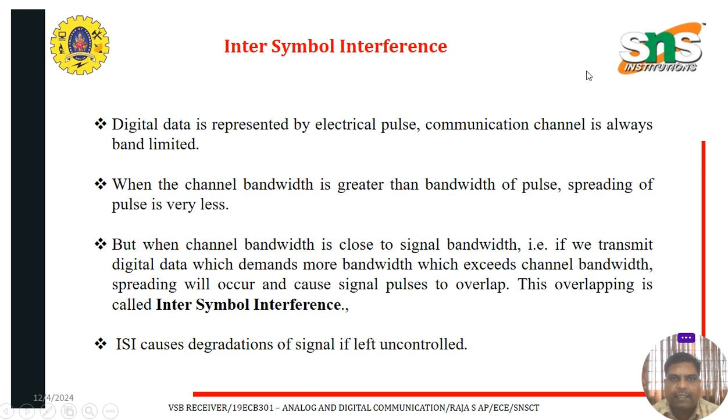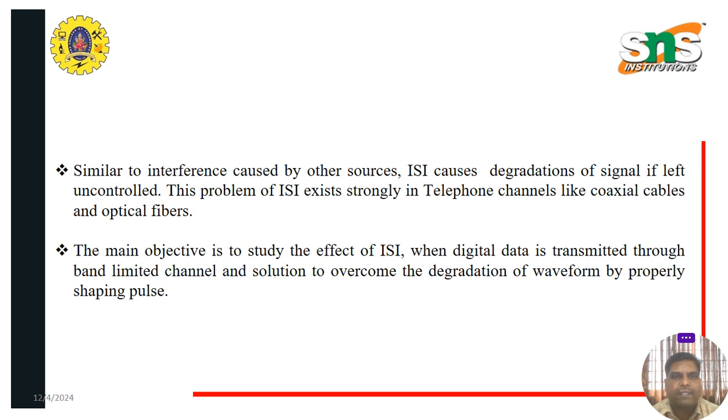Digital data is represented by electrical pulses. A communication channel is always band limited. When the channel bandwidth is greater than the bandwidth of the pulse, spreading of the pulse is very small. But when the channel bandwidth is close to the signal bandwidth, that is, if you want to transmit digital data which demands more bandwidth than the channel bandwidth, spreading will occur and cause signal pulses to overlap. This overlapping is called intersymbol interference. Similar to interference caused by other sources, ISI can also cause degradation of signals if left uncontrolled.